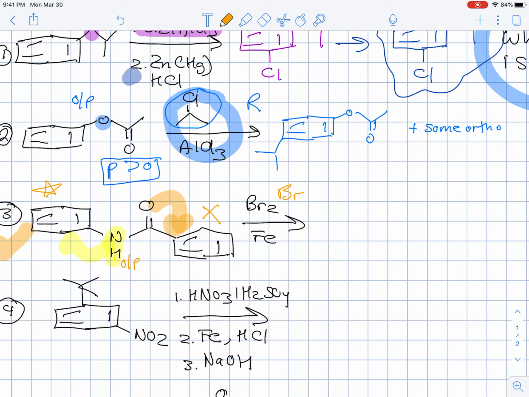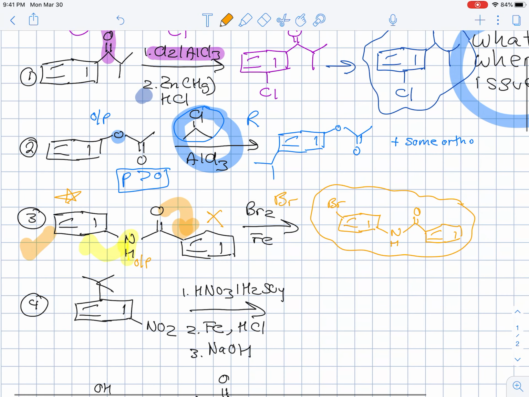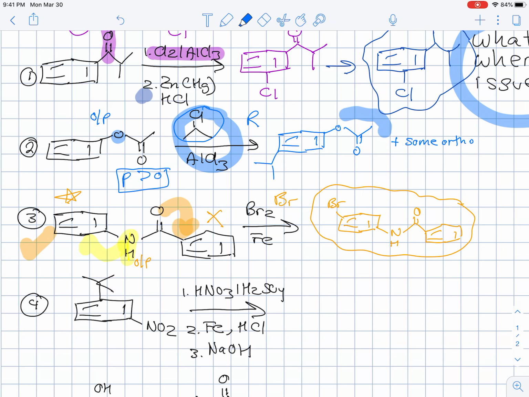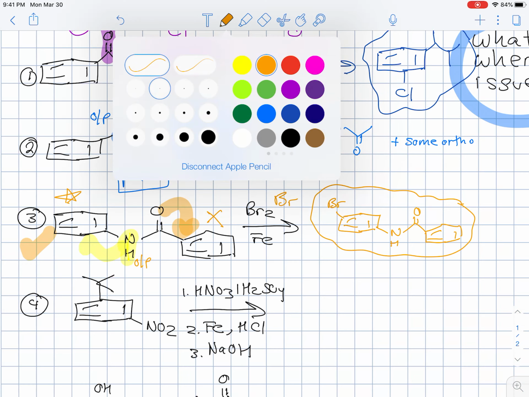Again, this is an ortho-para director. We're going to get more para than we are ortho. So if we draw this, and we'll put the bromine on there. And again, we can put a box around our major product, which I forgot to do on the second one.